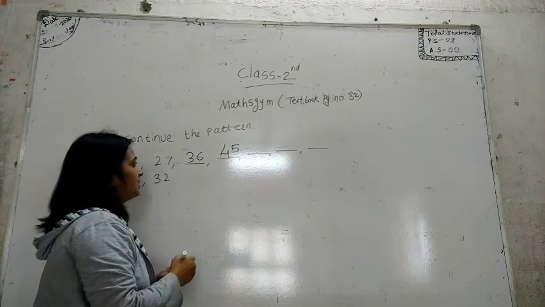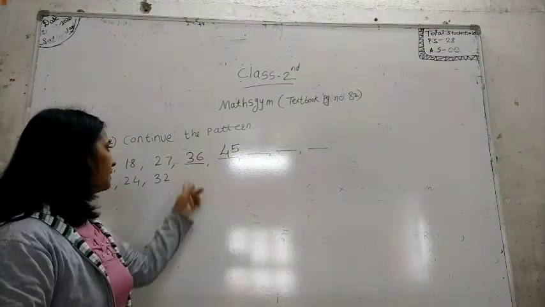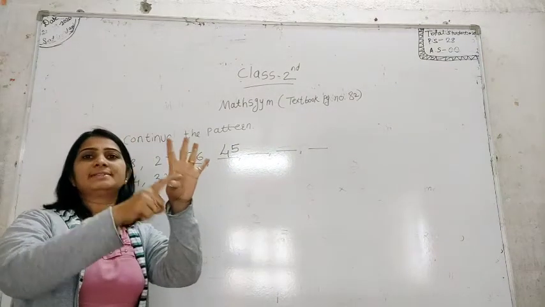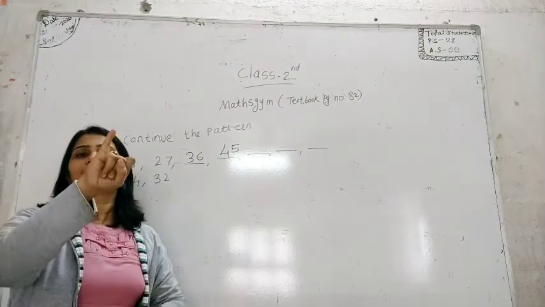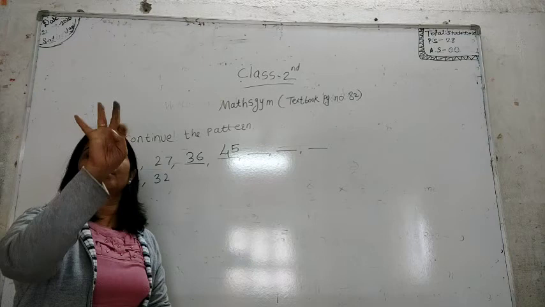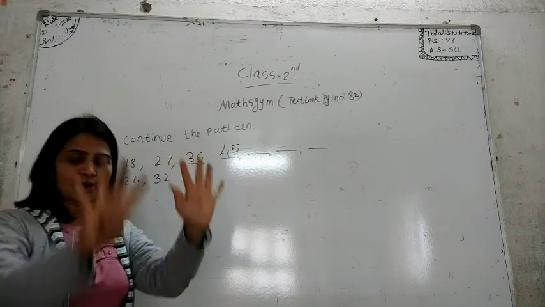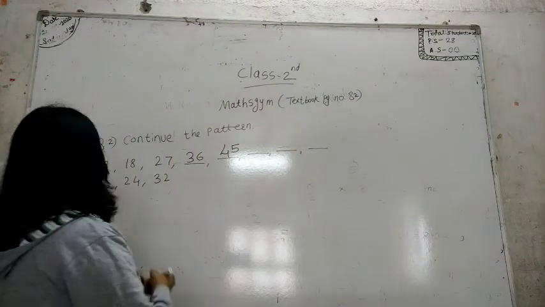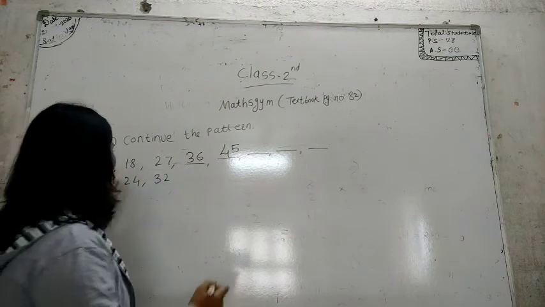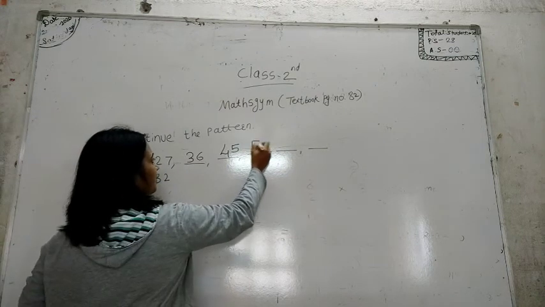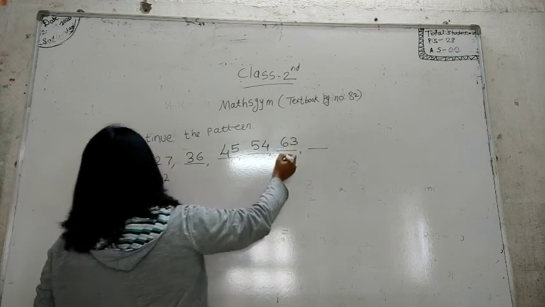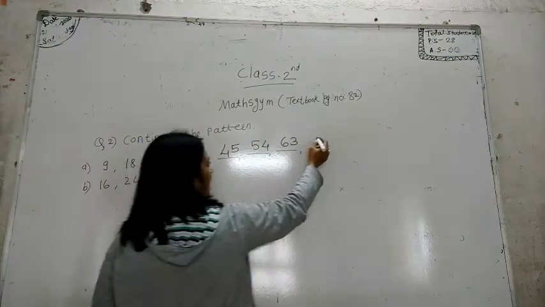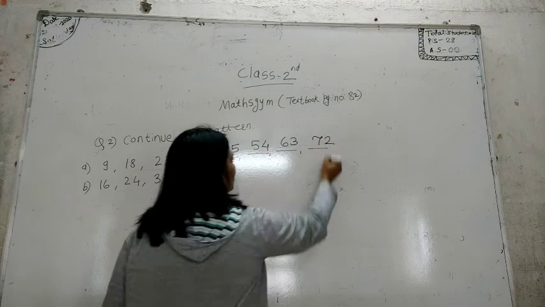You can see on the finger with the difference of 9. Then 36, then 37, 38, 39, 40, 41, then 42, 43, 44 and 45. This is the difference of 9. So 9 5s are 45. 9 6s are 54. 9 7s are 63. And 9 8s are 72.